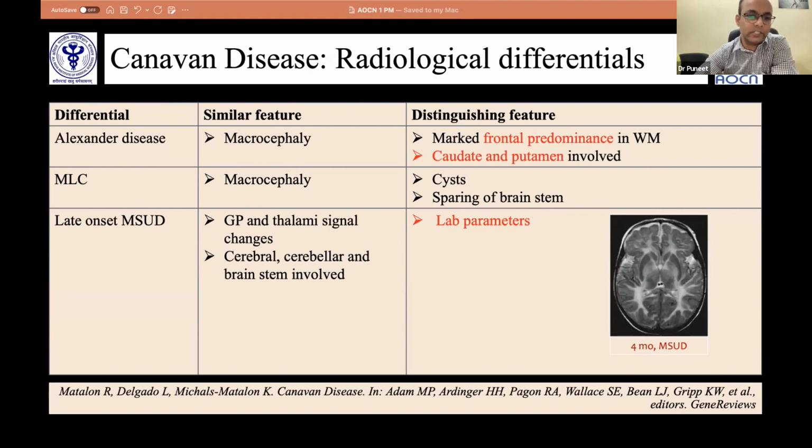And in late onset MSUD, similar to Canavan's disease, there will be globus pallidus and thalamus signal changes. Similar to Canavan's disease, we will also find cerebral and brainstem involvement. So this is the MRI of a late onset MSUD, like in this 4-month-old child, where we find diffuse white matter involvement, involving the subcortical as well as the deep white matter. In such a case, it is the lab parameters which can help us differentiate between late onset MSUD and Canavan's disease, as the MRI may be exactly the same in both these disorders.